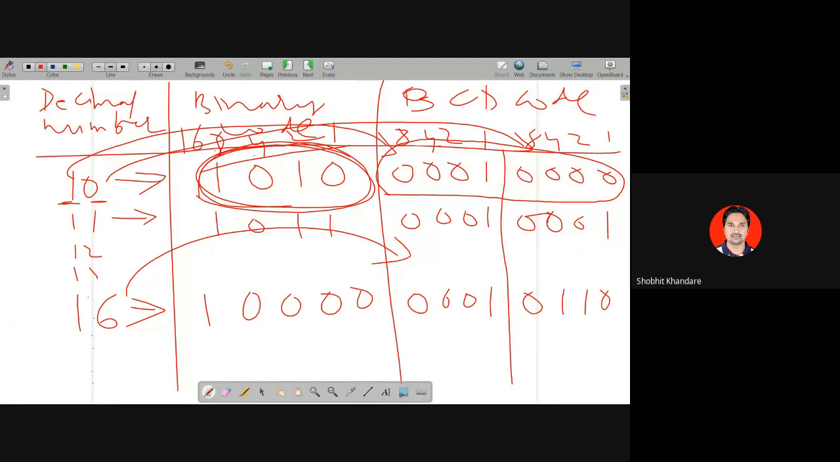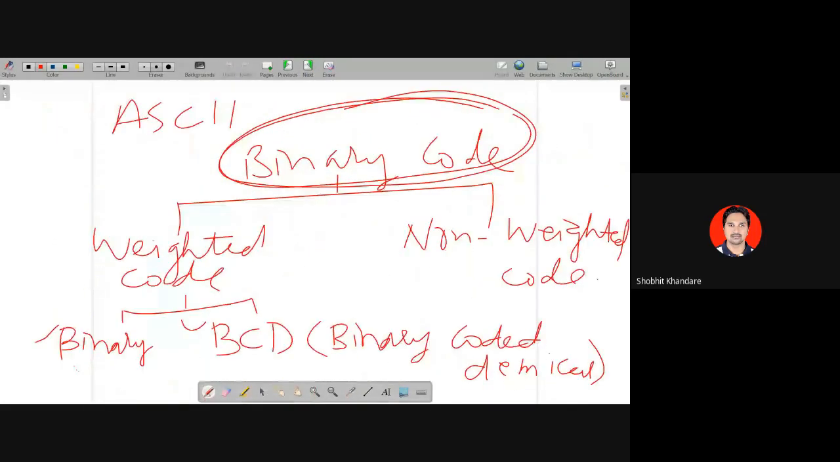Is it clear to everyone now? Any doubt, any question? If you have any question, please ask me. Otherwise, I will proceed. So shall we proceed? Okay. Let me go to the previous page again. I was talking about the binary code now.